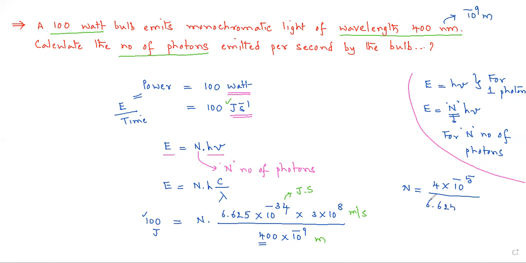By 6.625 into 3, into, this is minus 34 plus 8, nothing but minus 26. Finally, it can be written as 4 by 6.625 into 3 into, when this goes into numerator, this becomes plus 10 power 26 and minus 5. How much is that? 10 power 21.